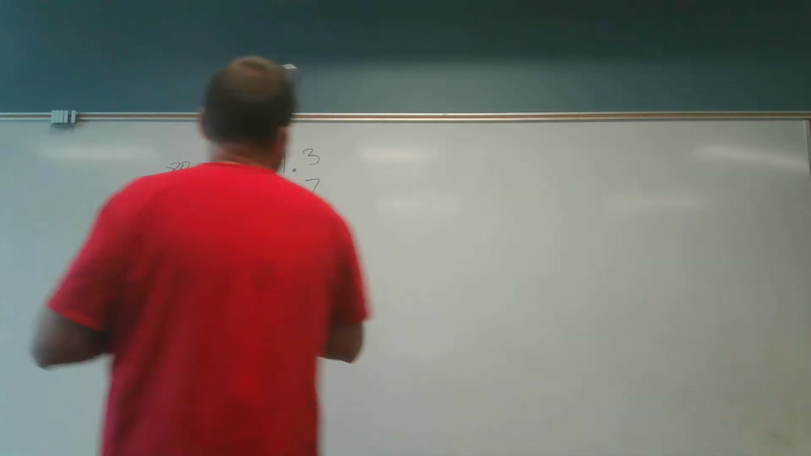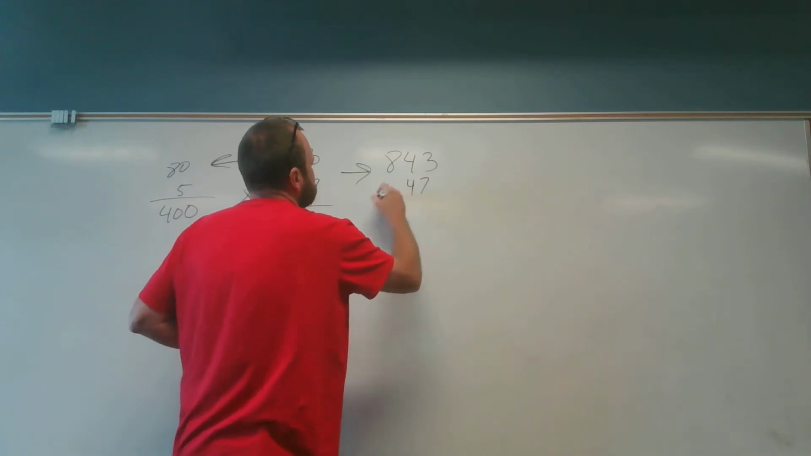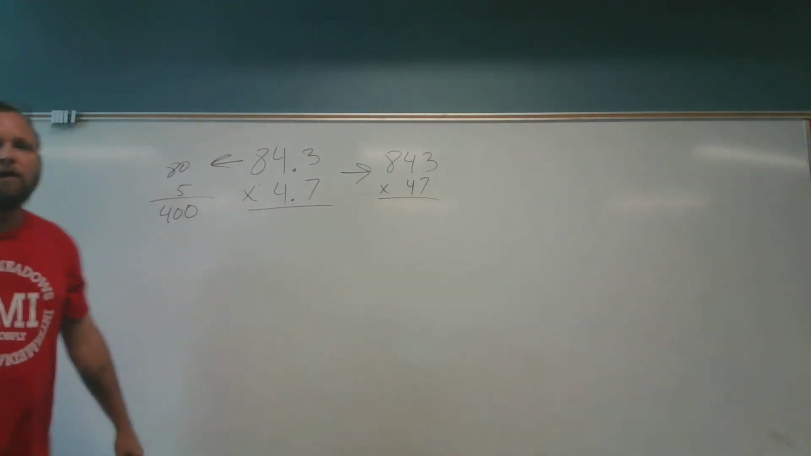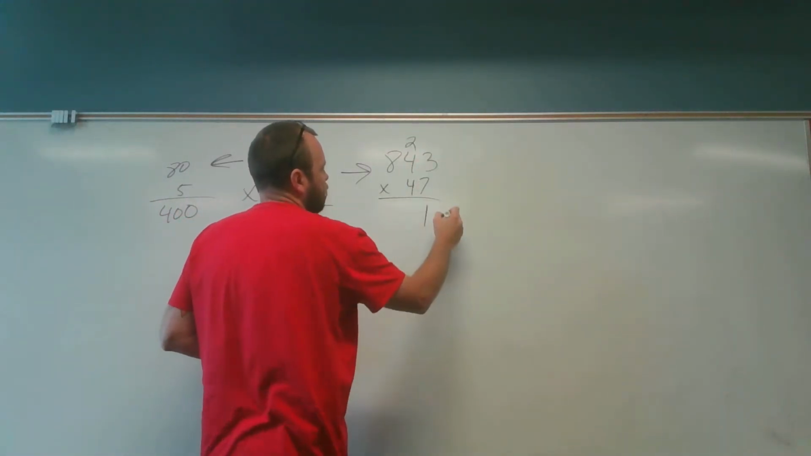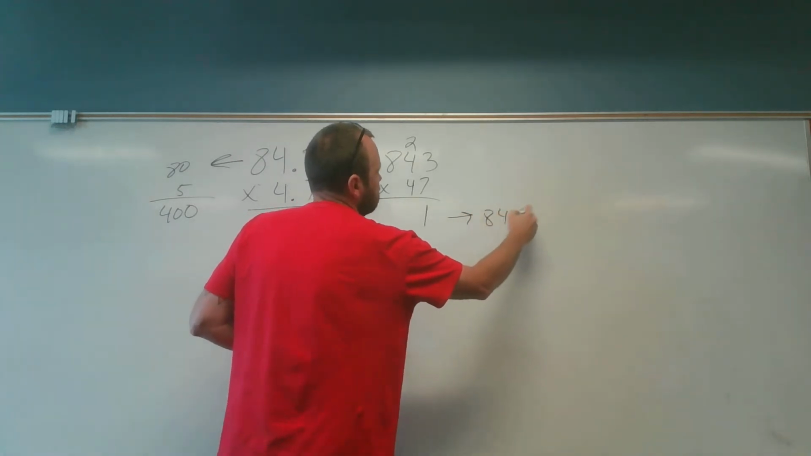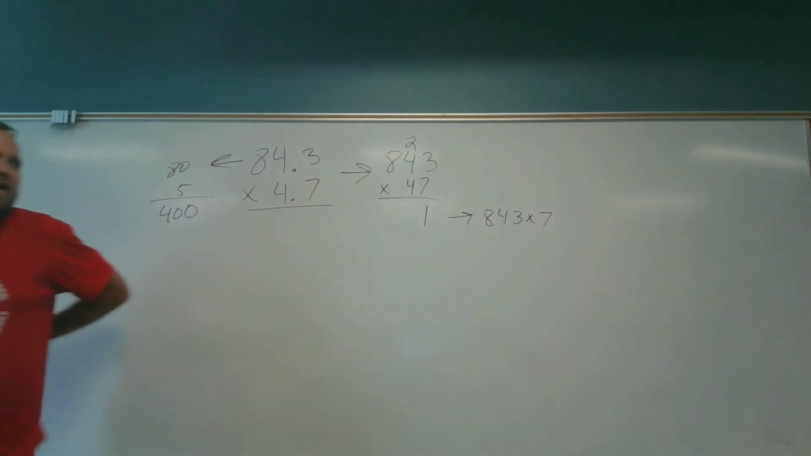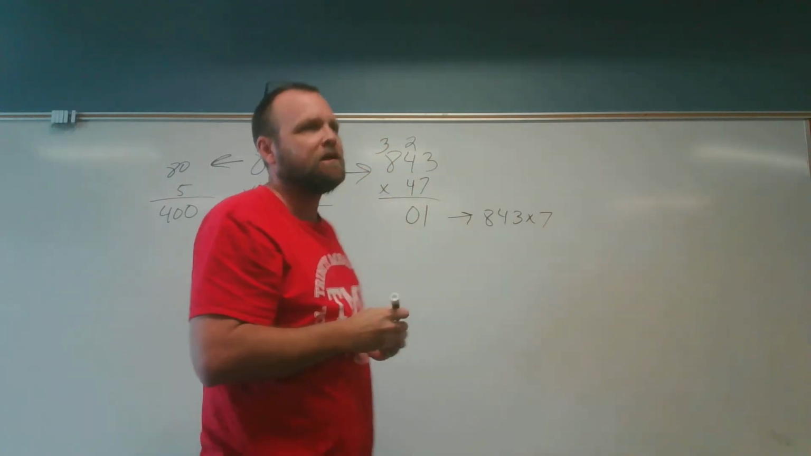We are going to rewrite it, ignoring the decimal points, so that we have 843 times 47. Cade, what is 7 times 3? 21. Good, so this is 843 times 7. 21. What is 7 times 4? 28. 28 plus 2? That is 30. So I have 30 tens. That means I have 0 tens and 3 hundreds, the same as the value of 30 tens.